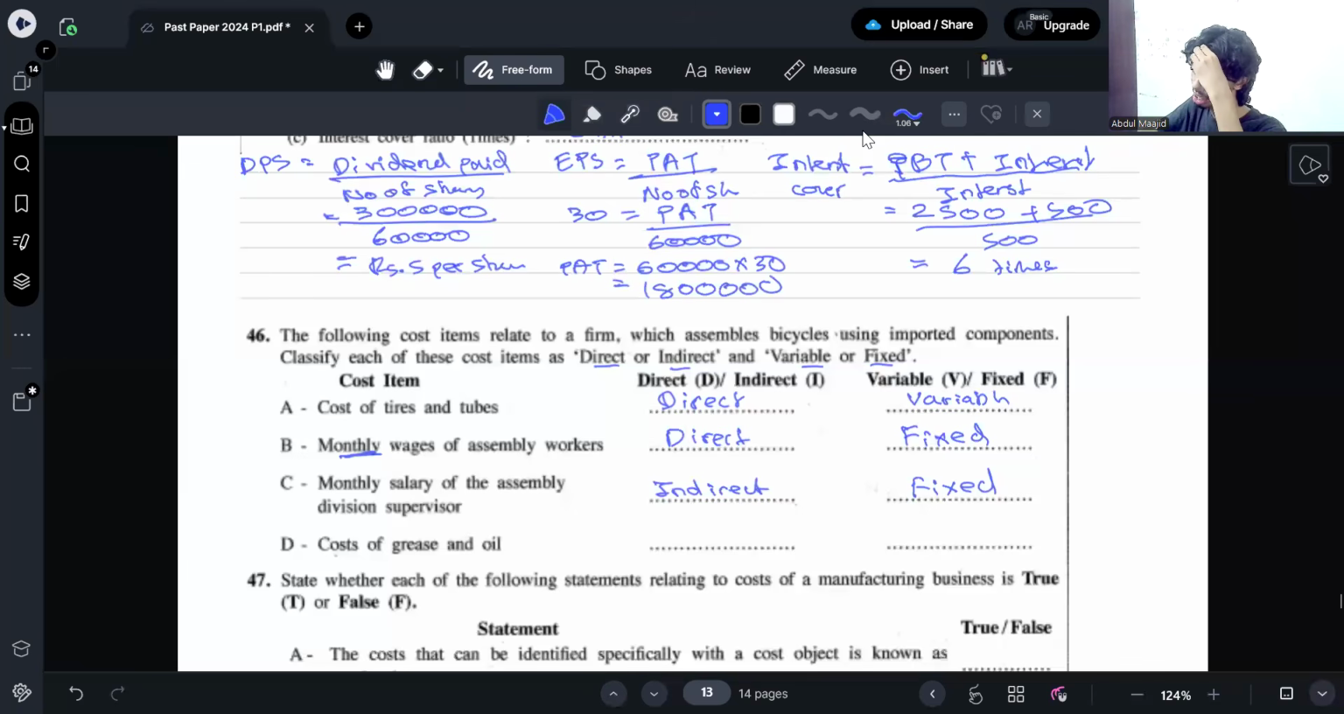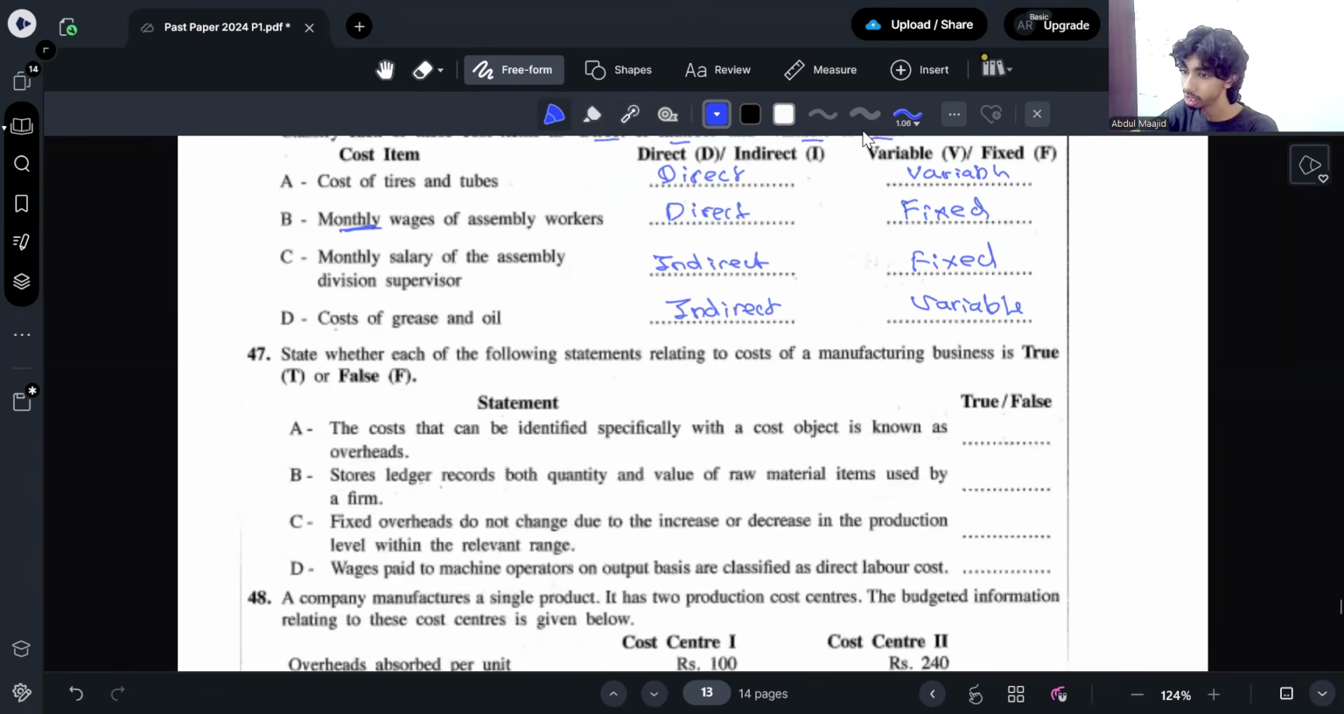Cost of grease and oil. Grease and oil, those are indirect material. However, those are variable. But it can change, right? The amount of grease and oil you use can change with the number of units.